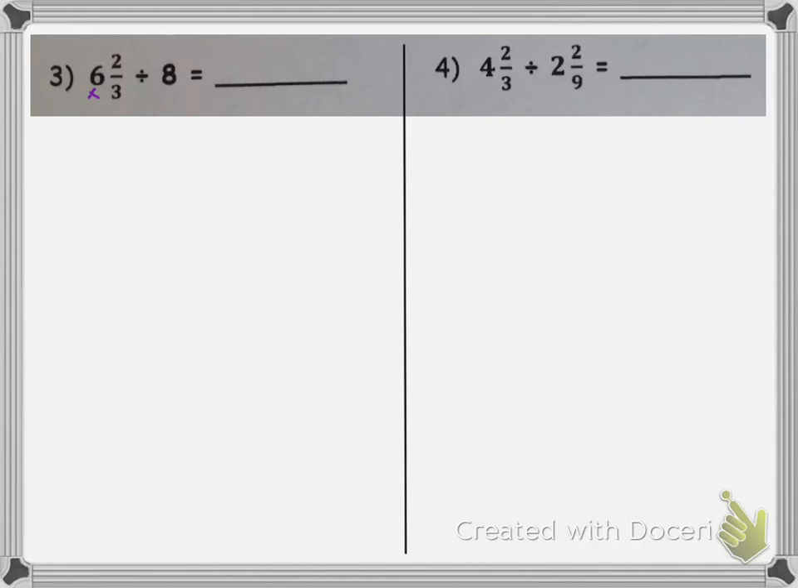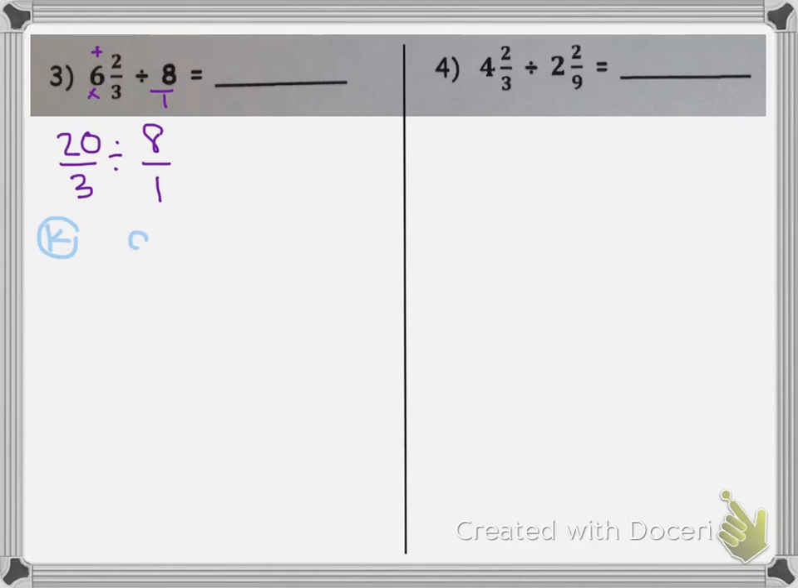So 3 times 6 is 18, plus 2 is 20, and I keep the same denominator, 20/3, divided by 8. Now, when I have that 8, I'm going to go ahead and write it in fraction form, which is 8/1. So my problem here is 20/3 divided by 8/1. Now, we need to go ahead and set up our problem with the KCF method.